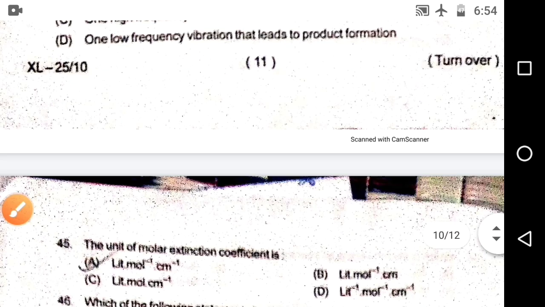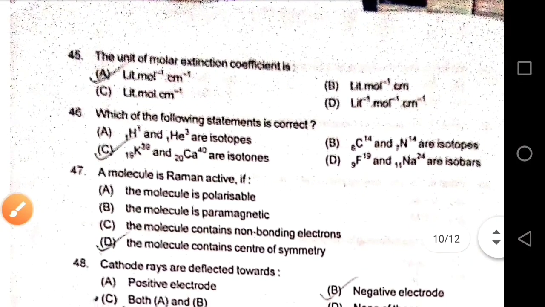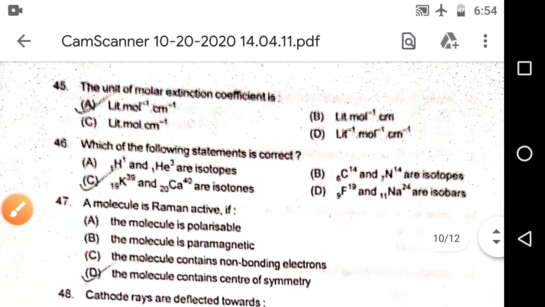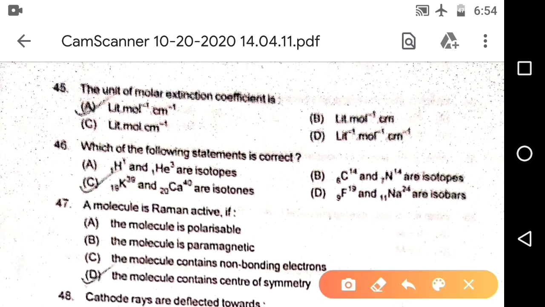Okay. Next question 45. The unit of molar extinction coefficient is. Okay, and this is a very easy question, actually a direct question from your text. So the correct answer for this particular question is A.